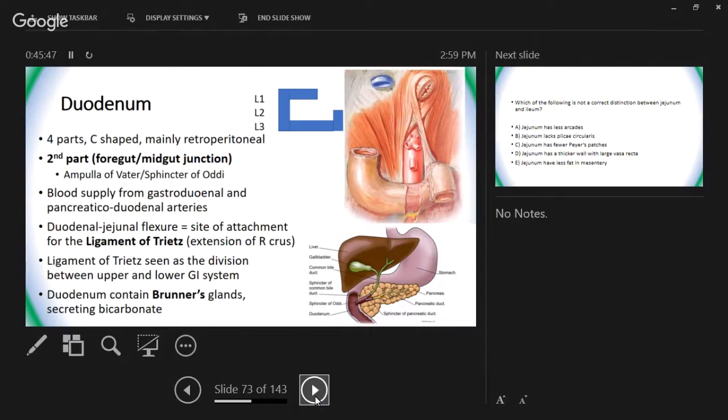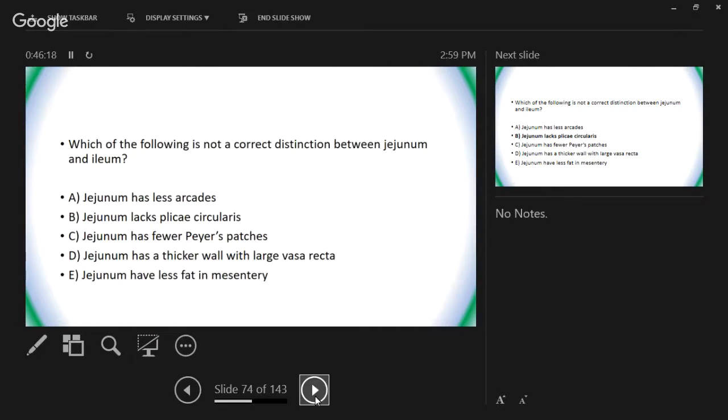What else can I tell you about the duodenum? It contains Brunner's glands, which secrete bicarbonate, again just to neutralize that stomach acid coming through. And the duodenojejunal flexure is known as the division between upper GIT and lower GIT. That's important when you're trying to distinguish whether blood in someone's poo is from upper GI or lower GI. I'll go into that in a bit more detail later on. This one's a bit tricky, but it's alright, because I'll show you how we do that.